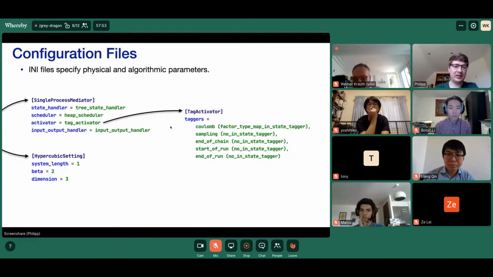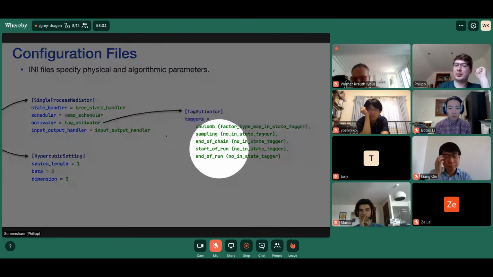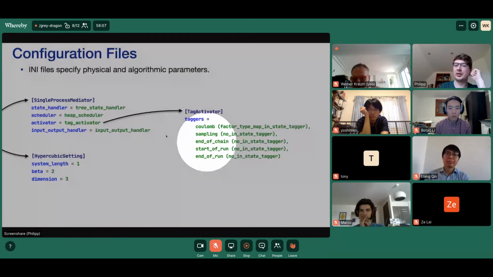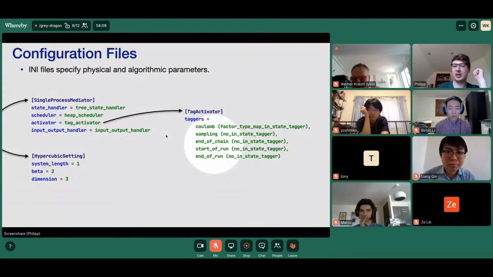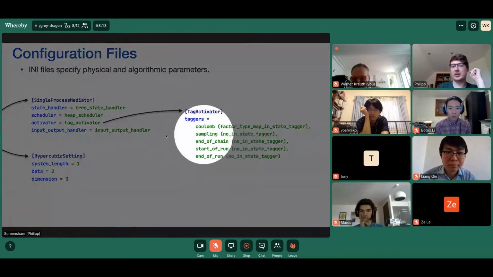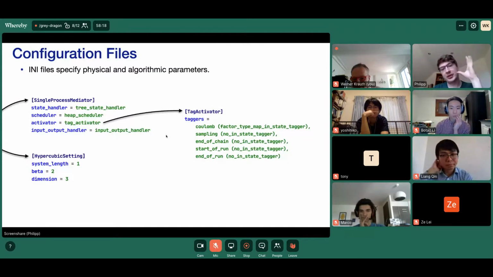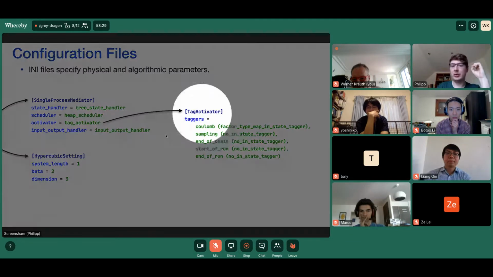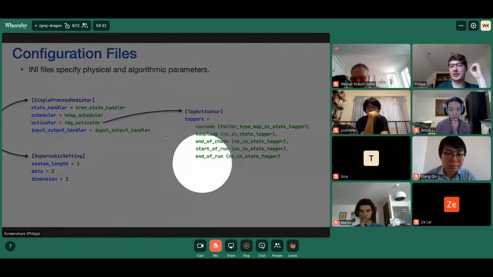So here we go into the activator, which is in our case the so-called tag activator. This tag activator expects some taggers. I won't tell you more about it, but just take it for granted now. These taggers correspond to the factors we want to simulate in our simulation. And then you might guess, okay, we have a Coulomb factor, a sampling factor, an end of chain factor, start of run, and end of run. This configuration file I show you here is actually very simple because we just take particles which interact only by the Coulomb interaction. This is the only real factor we have here. The other 4 things are just pseudo factors.